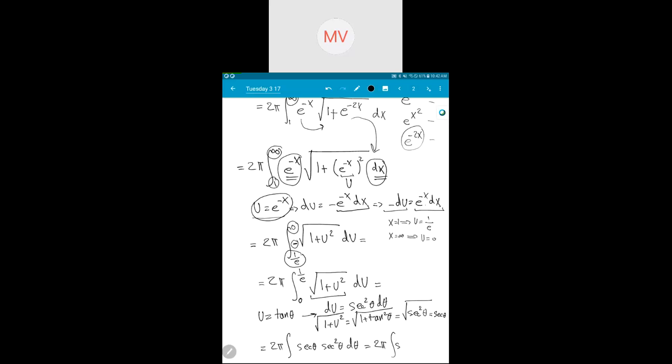What do we get here? This is 2 pi integral of secant cubed d theta. So if you know the antiderivative of that, go ahead and write the antiderivative, and then right away write things in terms of u, because from here we know theta is tan inverse of u, right? And we can do the right triangle thing and then figure out all the other functions. So write it in terms of u and just apply the limits for u, which is 0 to 1 over e.